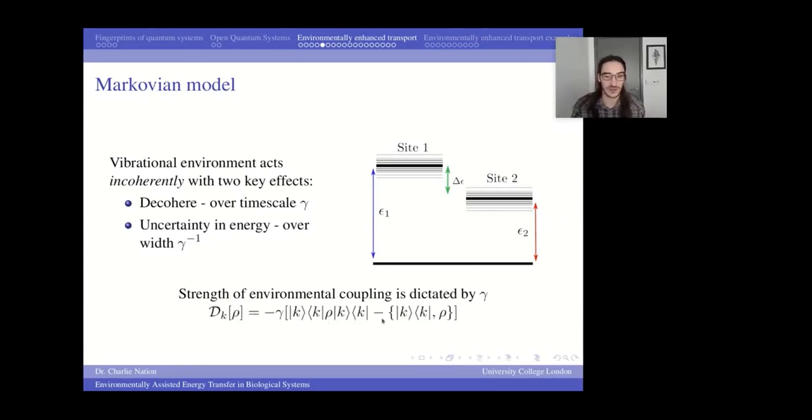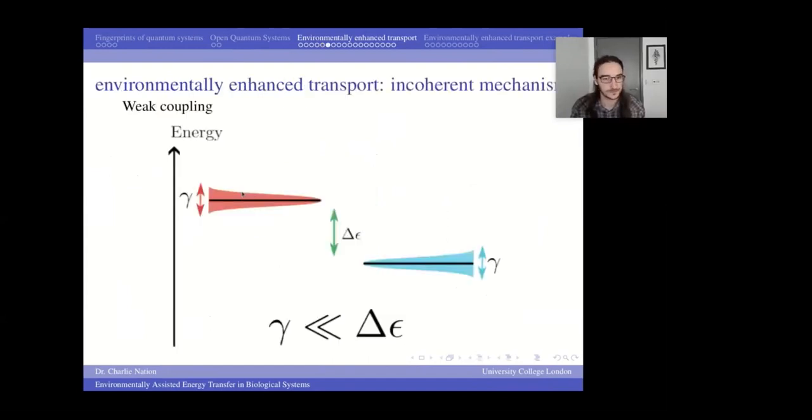For those of you who've studied a little bit of open quantum systems, this is going to be modeled by a Lindblad type dissipator with the jump operator that's just the on-site projector. So it's a very simple model of environmental dephasing on these sites. And there are three core limits of this sort of model. The first is where we have very weak coupling to the environment, and this gamma is very small.